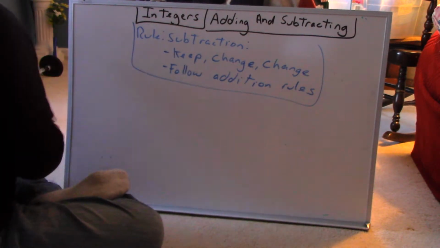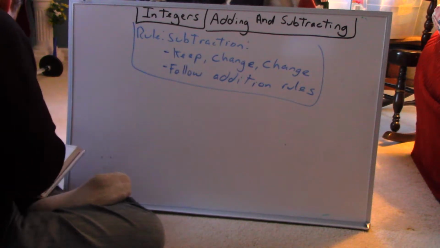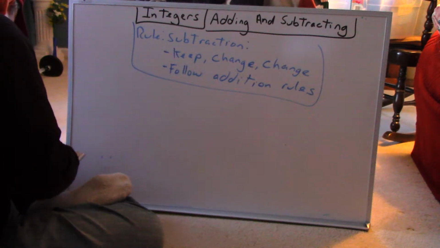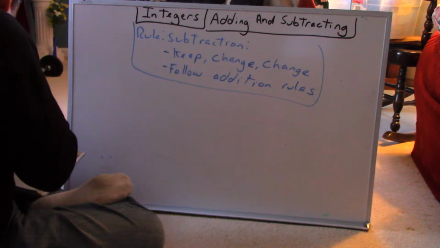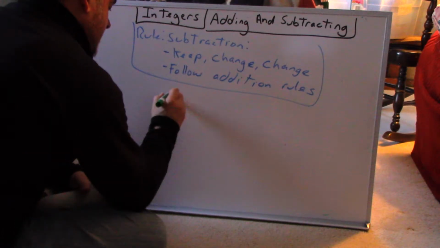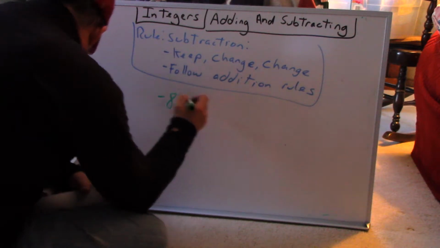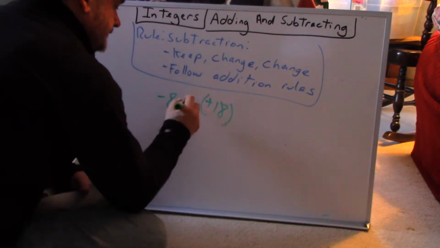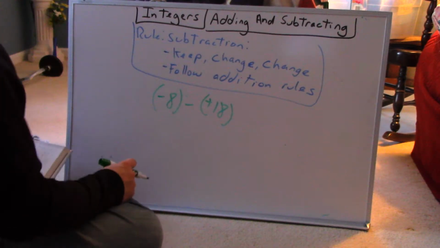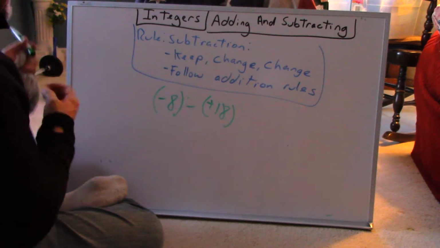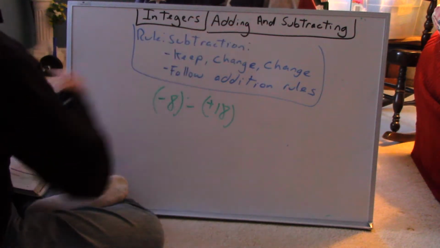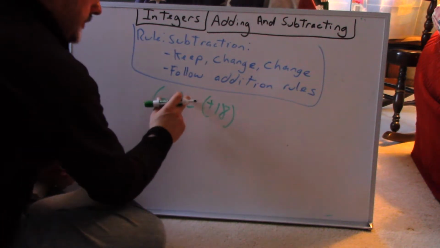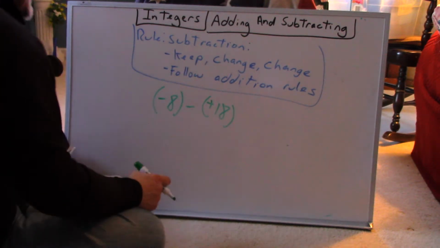Now, what exactly does this mean? Well, I'm going to show you. And here we go. So let's just say we have, okay, -8 minus positive 18. All right. So here's 1. Okay. So we're going to subtract now. So now I'm subtracting. We did addition, now we're doing subtraction. So I'm subtracting, and I'm going to subtract the -8 and the positive 18. So the rule is keep, change, change.